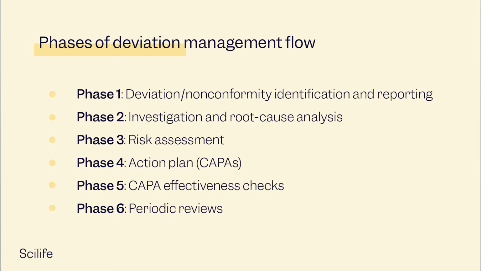The workflow of a deviation management process may differ from organization to organization, depending on whether the life sciences company uses paper-based or electronic systems. Generally speaking, we can divide the deviation process into the following phases. Phase 1. Deviation, non-conformity identification and reporting. Phase 2. Investigation and root cause analysis.